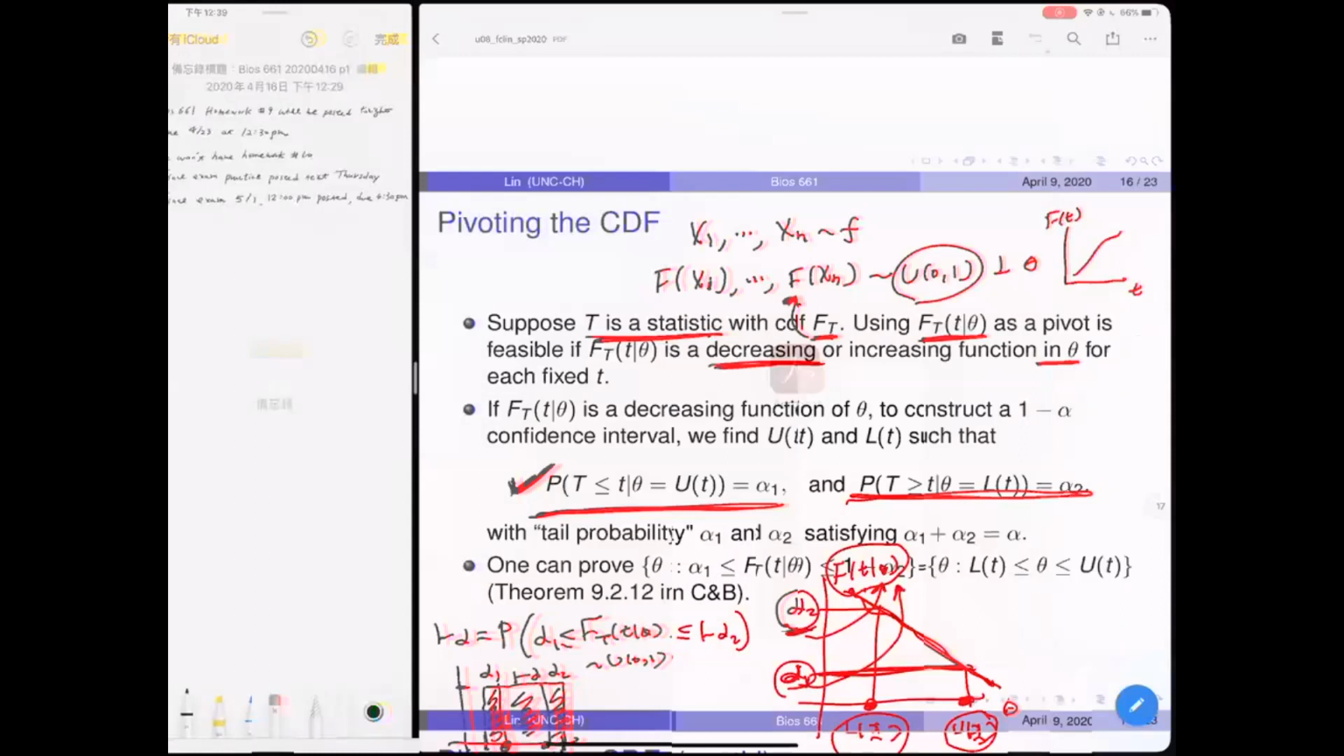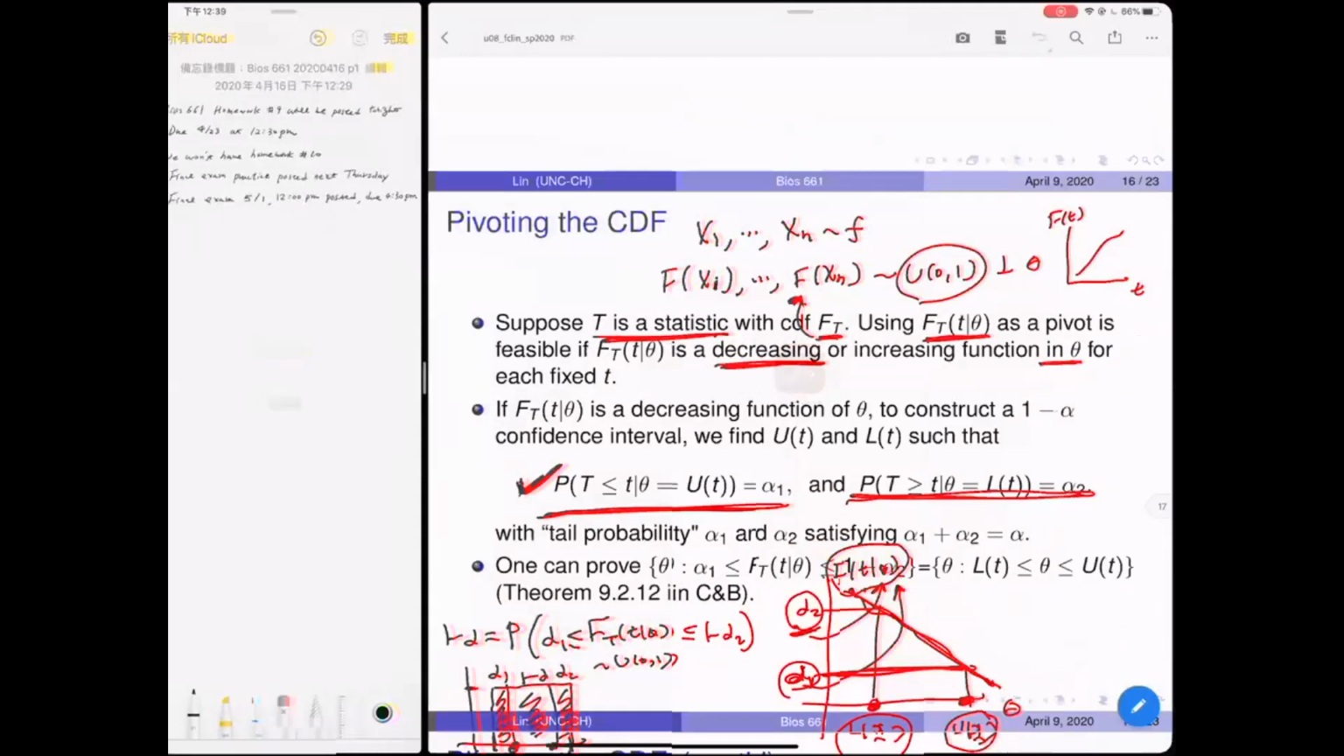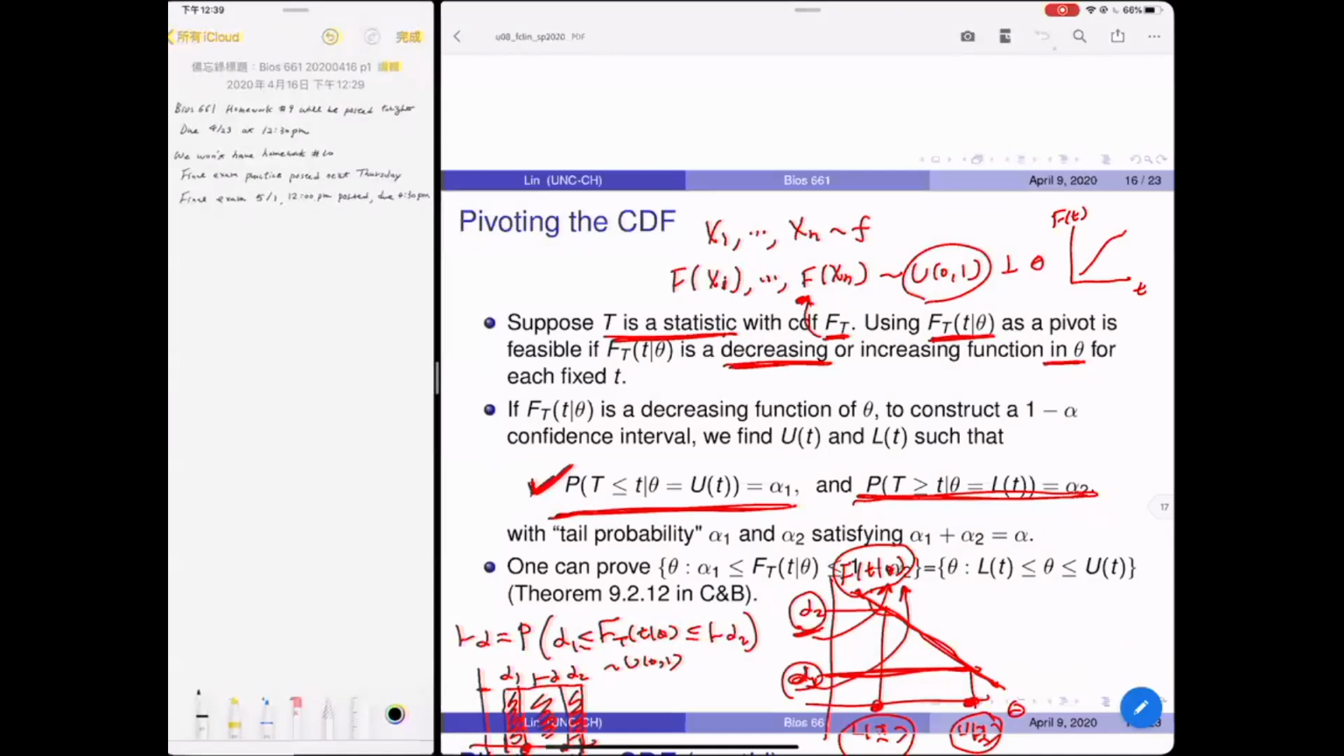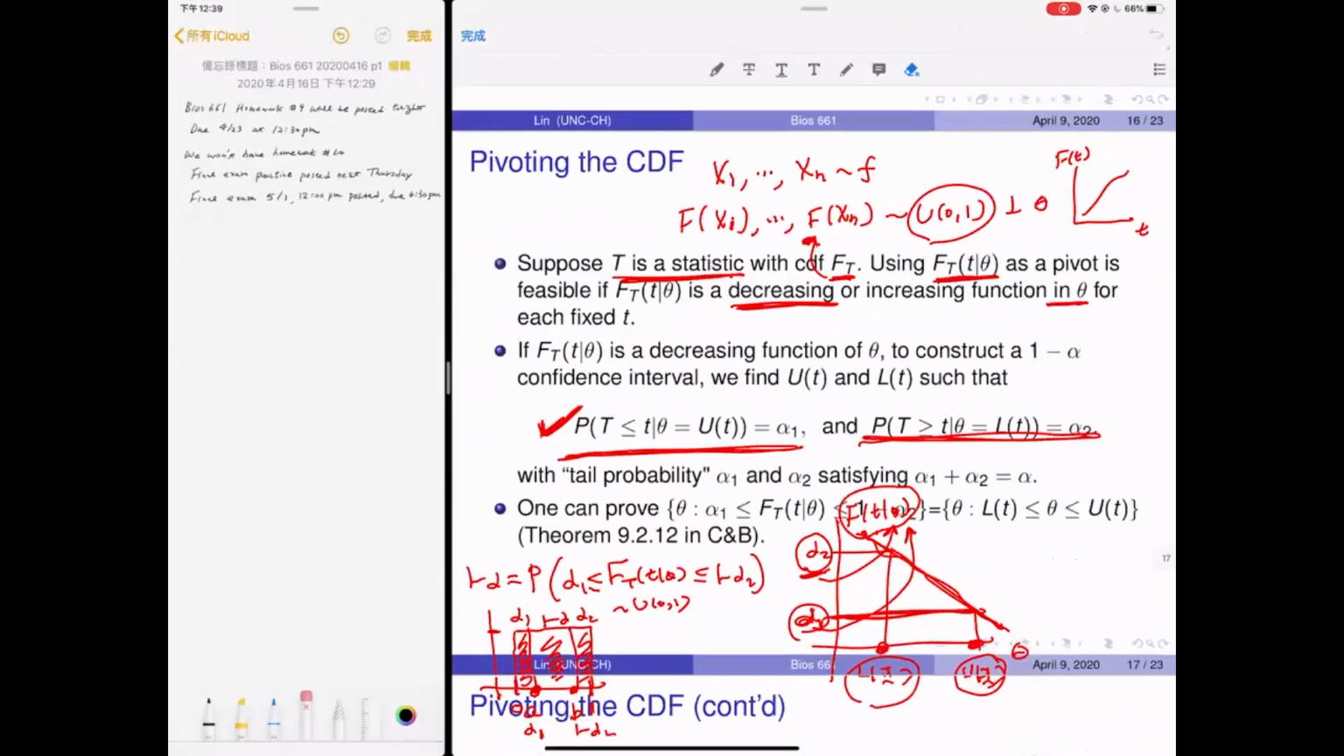I said, as long as X1 to Xn follow some PDF right here, and then if you apply the CDF function on every random variable, then it's going to follow uniform 0, 1. Okay? So you do need to know how to derive that. How about you do it right now in an easy case? And you will see why it's the case. I'm not going to finish everything.